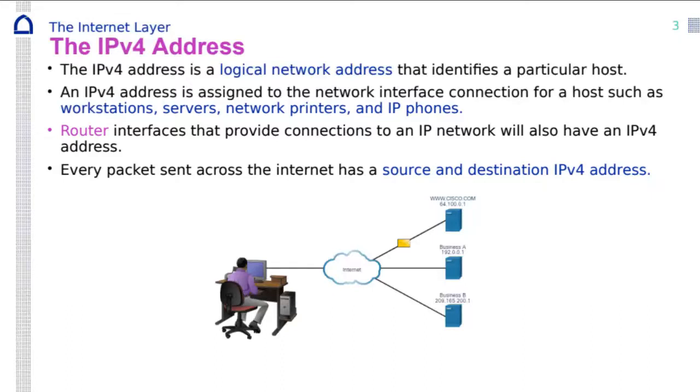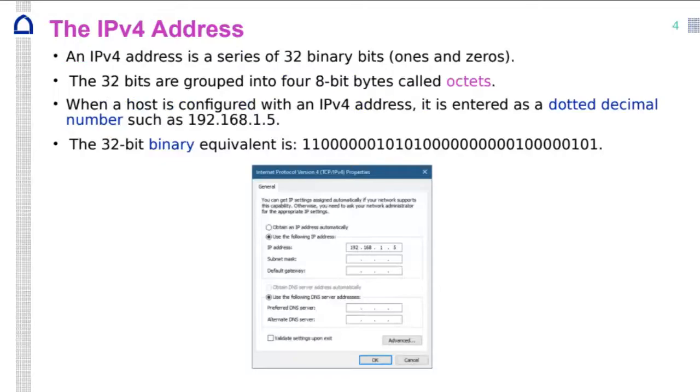Every packet sent across the internet has a source and destination IP address. Where we configure our IP address, I think we have done this in the lab. So you will go to your interface card and then you configure the IP address. You give an IP address, you give a subnet mask, and the default gateway, or your router interface.